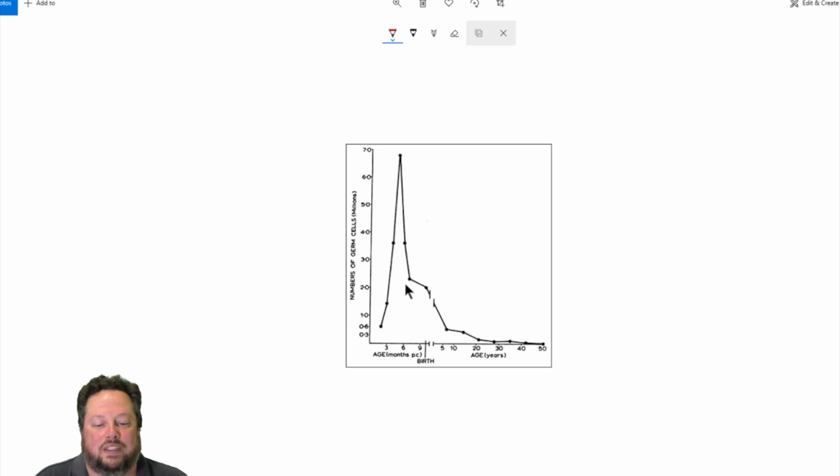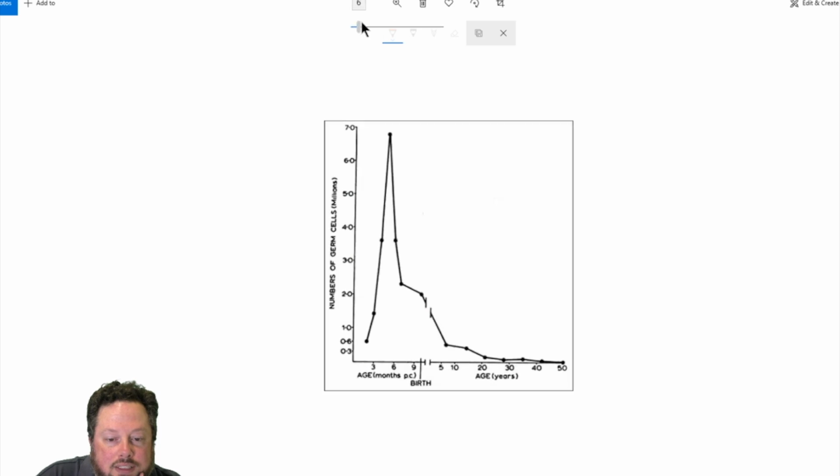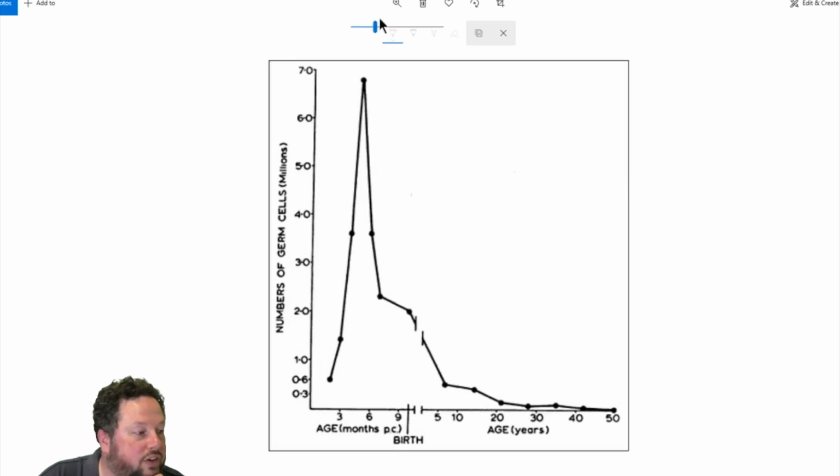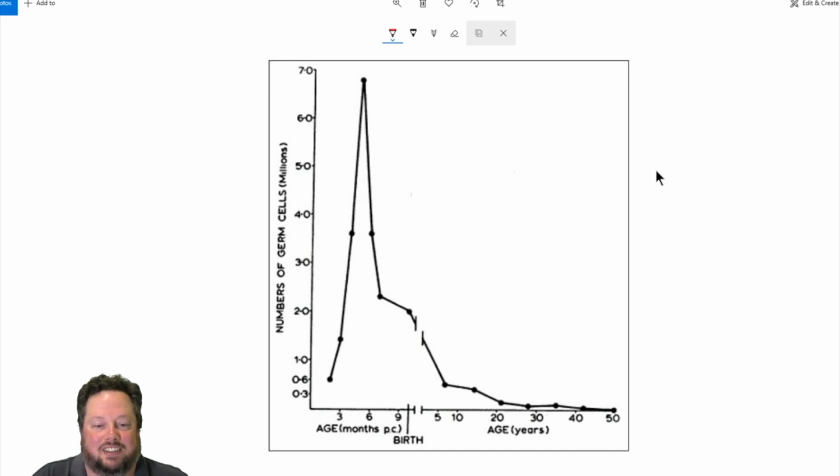So we get the primordial germ cells differentiating into oogonia, and then those oogonia undergo this massive amount of mitosis. We can see them before birth rise in number up to 7 million. So we get this massive mitosis of these oogonia in this region here.